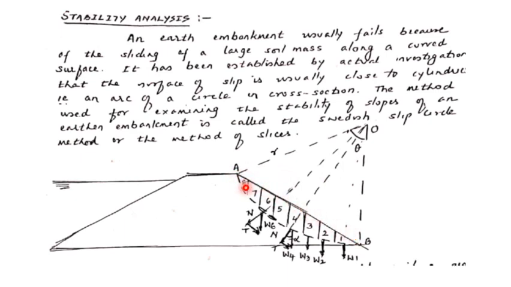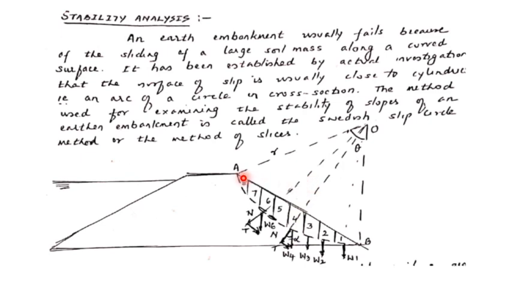the slope of an earthen embankment will fail due to the sliding of a large soil mass along a curved surface. So this is a curved surface which is assumed to be the failure surface. Many investigators have established that the failure surface will be in the form of an arc of a circle. And this method of examining the stability of slopes of an earthen embankment is called the Swedish slip circle method, also known as the method of slices.